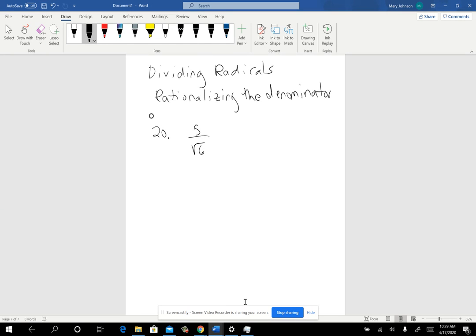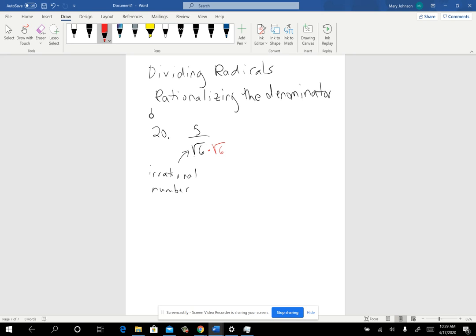The reason it's sometimes called rationalizing the denominator is that the square root of 6 is an irrational number. For something to be considered simplified, it can't have a radical in the denominator. So you figure out how to get rid of that radical. If it's a square root, the idea we can use is this: we can just multiply by the square root of 6.